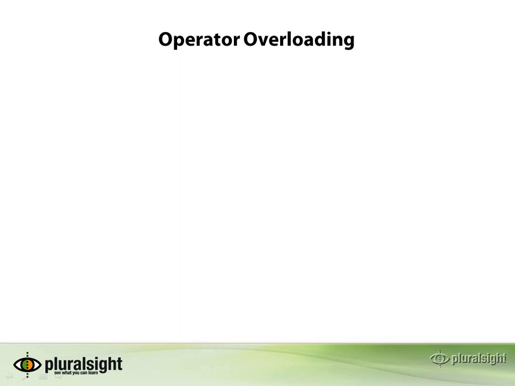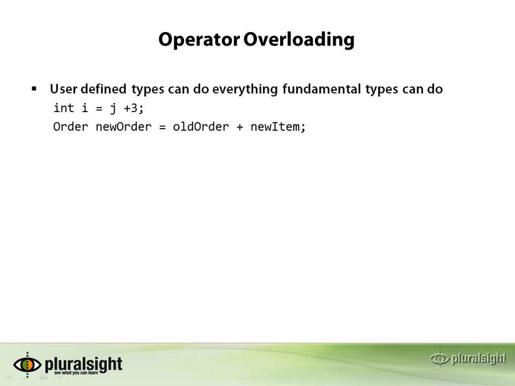Something I say a lot when I'm explaining C++ and how it's different from other languages is that the fundamental types and the user-defined types are really on an equal footing. Operator overloading is one of the things that makes that true. So you can write int i = j + 3. You can also write order new order = old order + new item. And plus, that fundamental operation of addition, can be something that makes sense for orders and items.